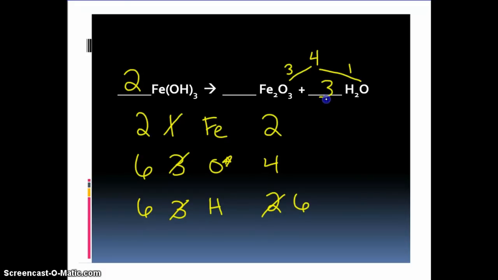Now let's look at these O's. We have 3 O's right there, and then 3 O's there. 3 plus 3 is 6. Okay, and see, it just works out for you. So if you save those for last, 9 times out of 10, it'll work out for you.